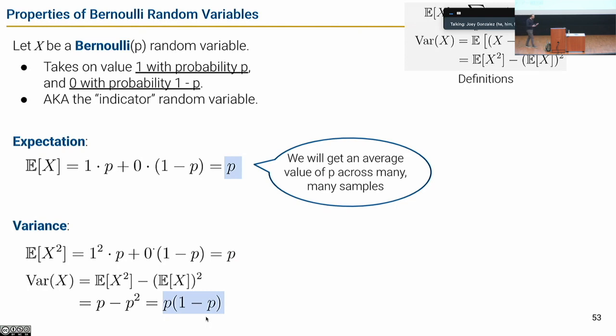So think about that for a moment. That means that if my coin is really fair, so close to 0.5, it has the highest variance in its outcomes. If my coin is less fair, it's more 1 or more 0, it has the lowest variance. So the highest variability of this random variable is when p is at 0.5.